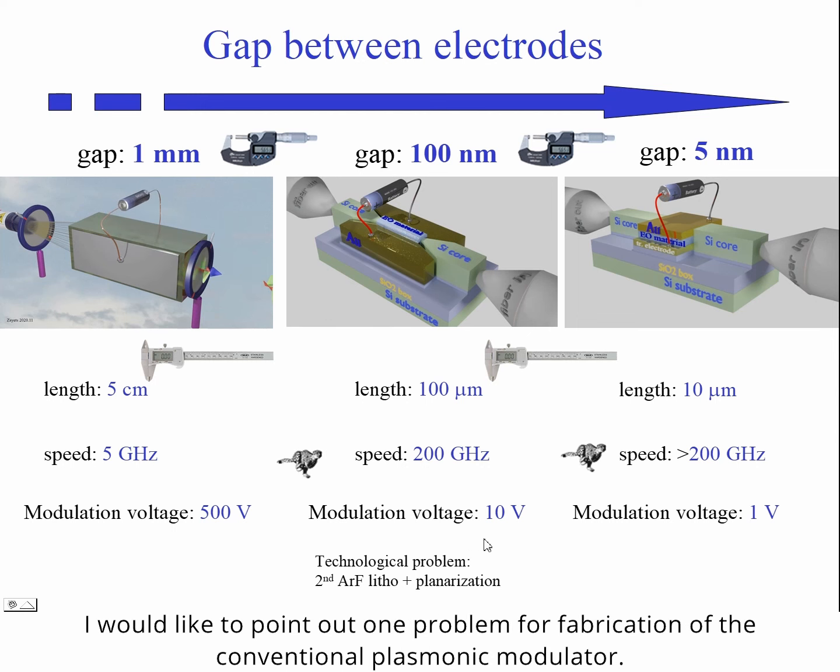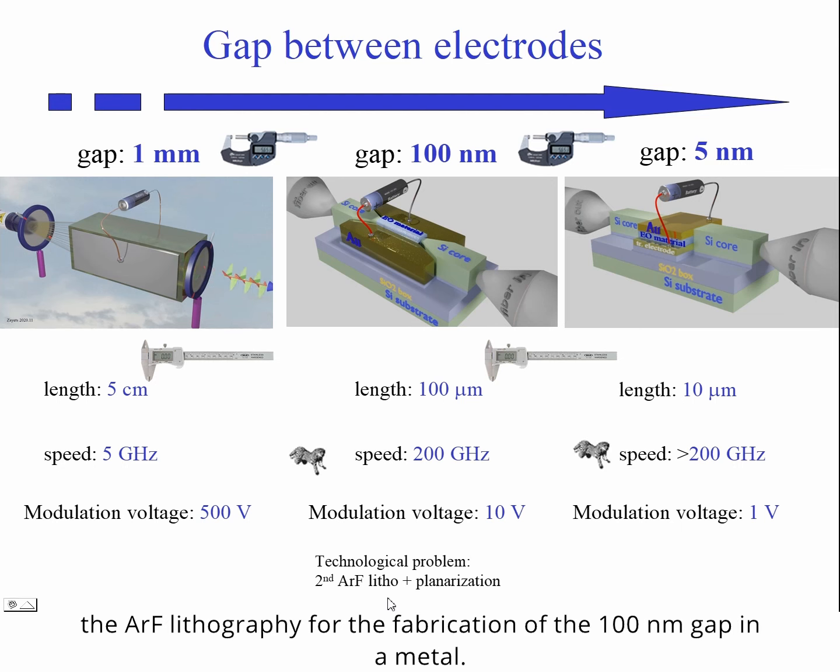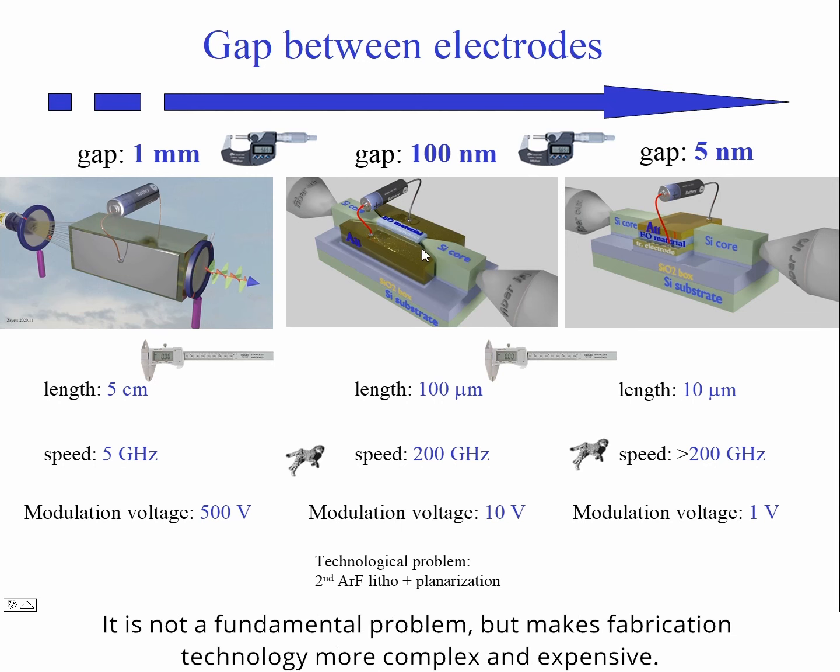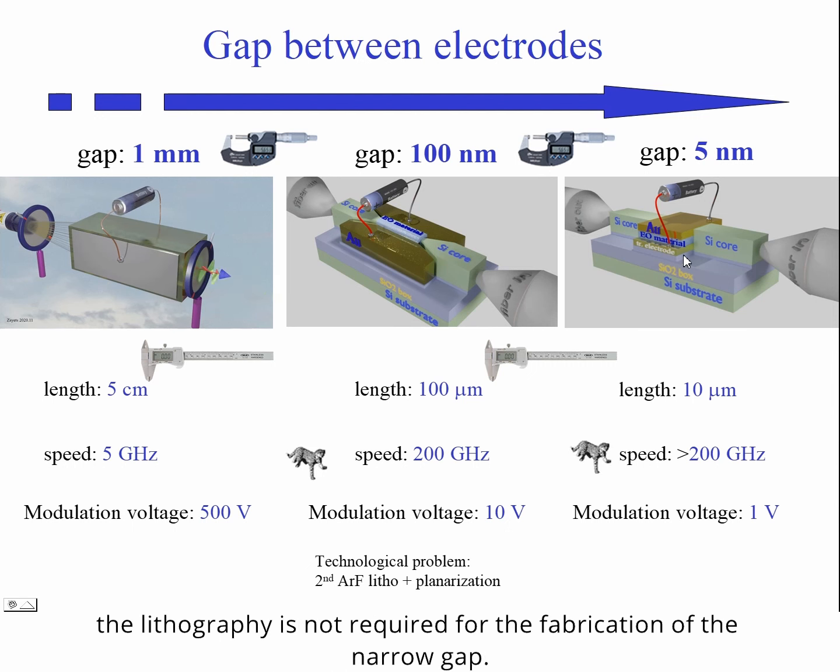I would like to point out one problem for fabrication of the conventional plasmonic modulator. For the second fabrication step, it requires a planarization and RF lithography for the fabrication of the 100 nanometer gap in metal. It's not a fundamental problem, but makes fabrication technology more complex and expensive. In contrast, for the new designs, the lithography is not required for the fabrication of the narrow gap.